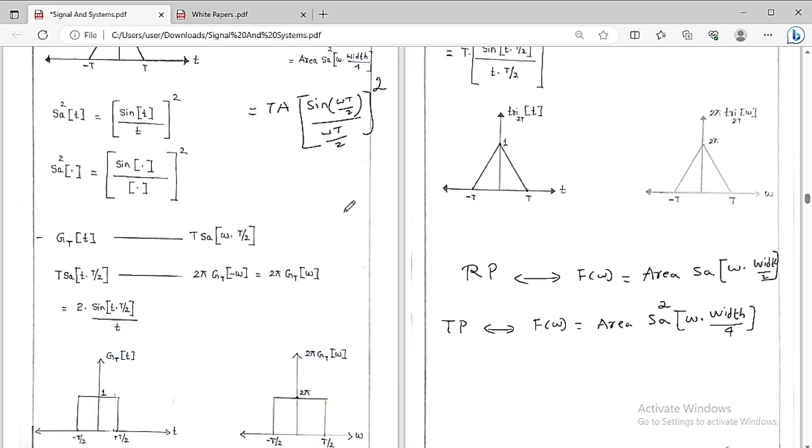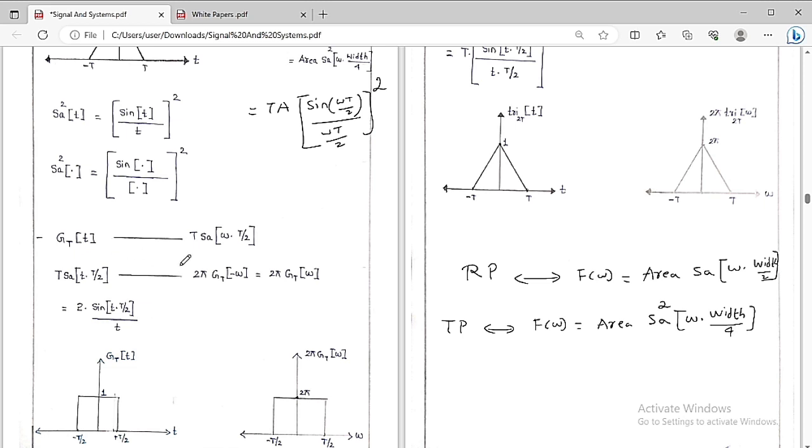So now here you have to remember, this is for g_T of t. So for g_T of t, I want to find what is the Fourier transform. g_T of t is nothing but the standard rectangular pulse of width T and height 1. So what is the area?